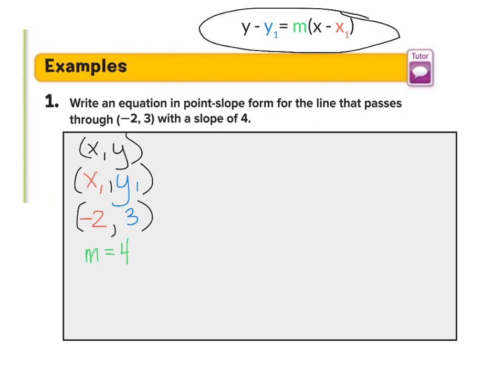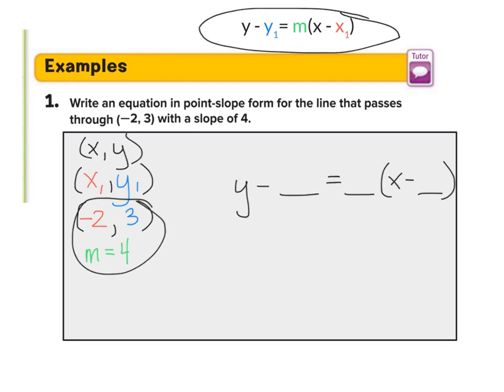So then I can make a template, y minus y1 equals m times x minus x1. And so I can just substitute in my numbers for those variables. First, I'm going to substitute in y1, which is 3, right here. Then I'm going to substitute in my m, which is 4. And then I'll substitute in x1, which is -2.